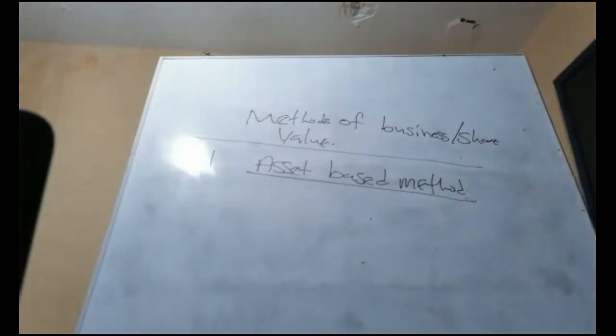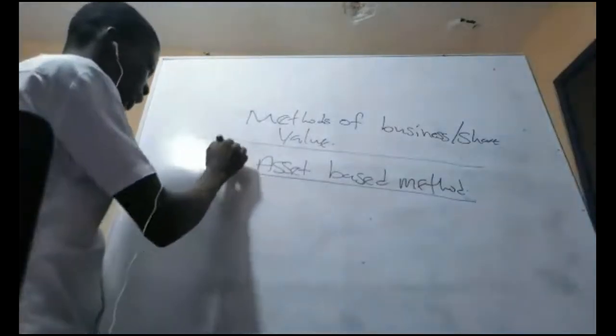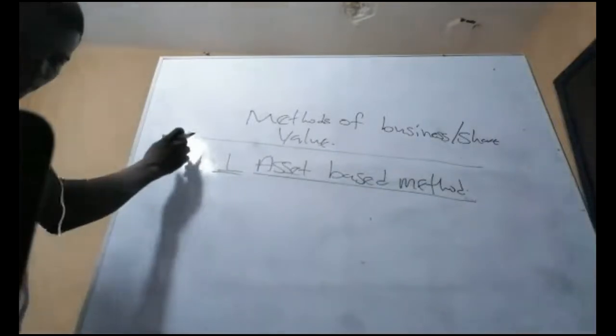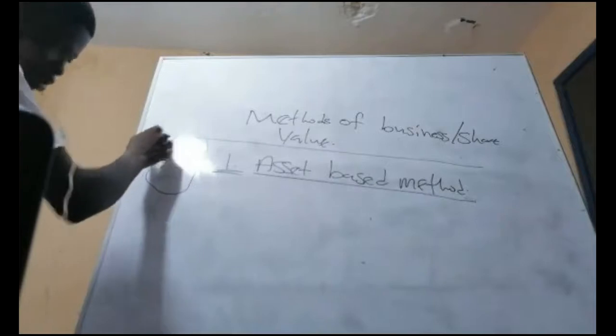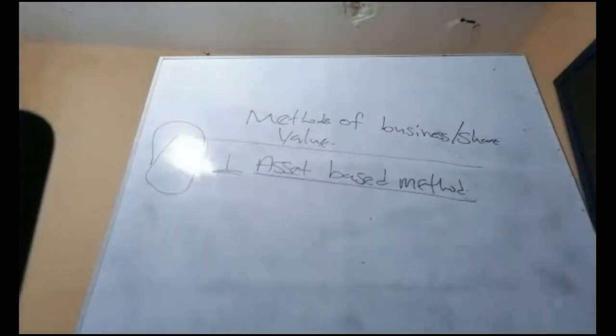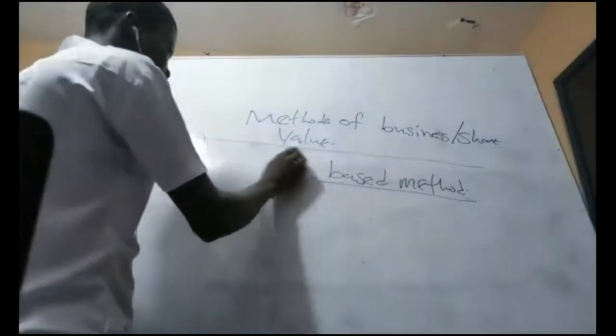So, methods of business valuation. Asset method, that's the first one. I'll write it here: asset method. So this is the no-go area. The no-go area is here. Sorry, actually the no-go area is here, like this. Okay, so I'll shift this one here a little bit.